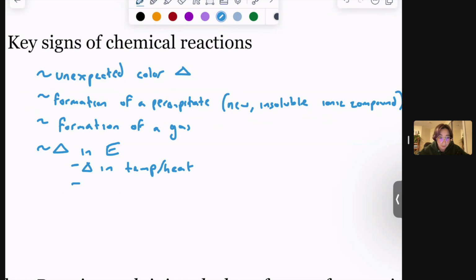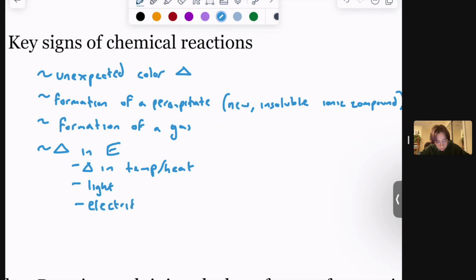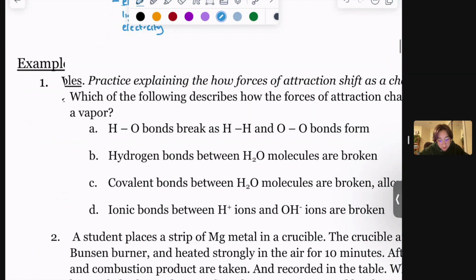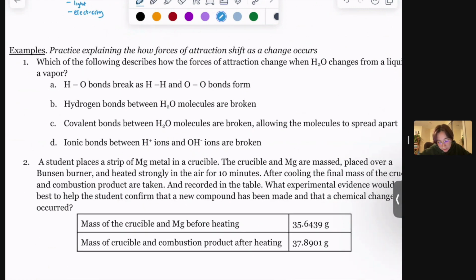Maybe you look at a fire and the fire is bright and lighting up and crackling. Maybe you see light, photons being emitted. Maybe electricity. Okay. Electricity. I'm really tired. Just ignore me. Pretend that's spelled right. I do not care. Some kind of change in energy that can come in all those different forms.